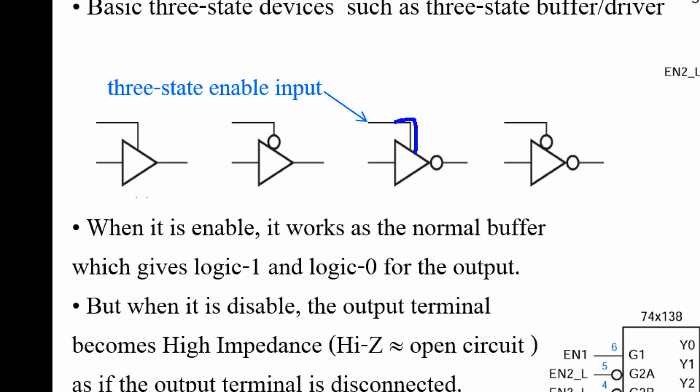And for this one, the enable control is active high, but the output is active low. So you can use this one as an inverter only when this enable input is 1. And for this one, the enable input is active low, so if you want to use it like a normal inverter, you must apply 0 here.